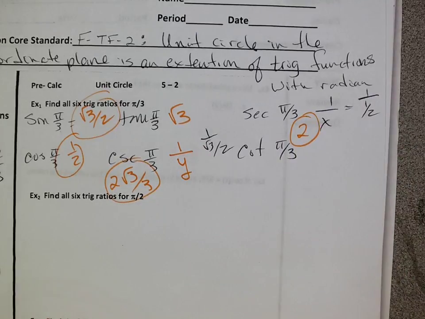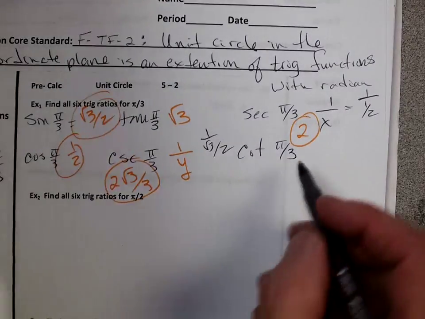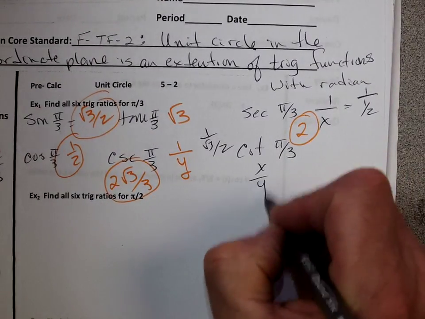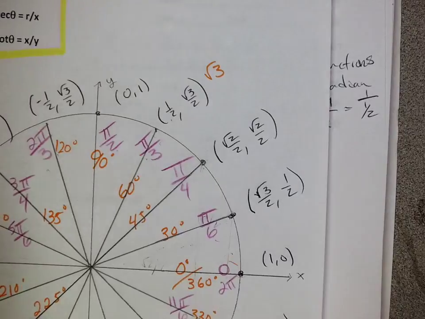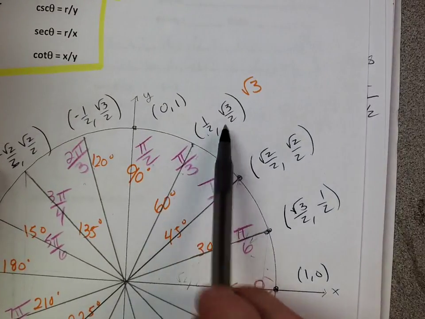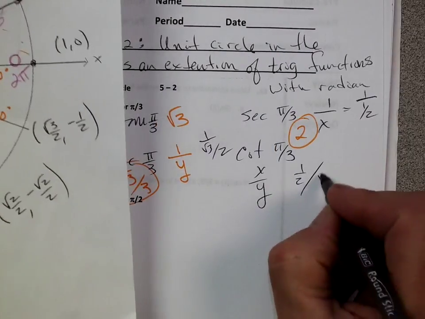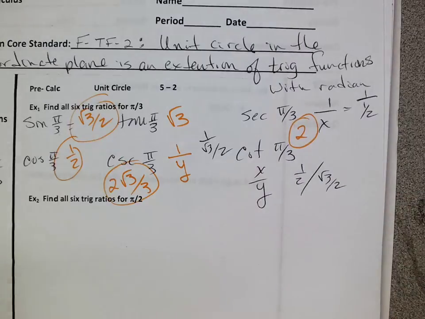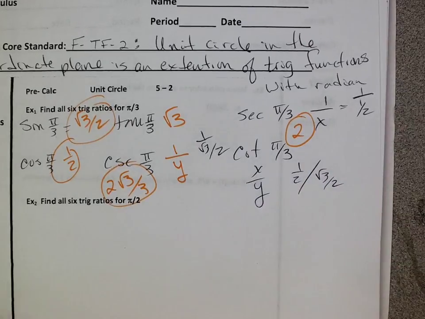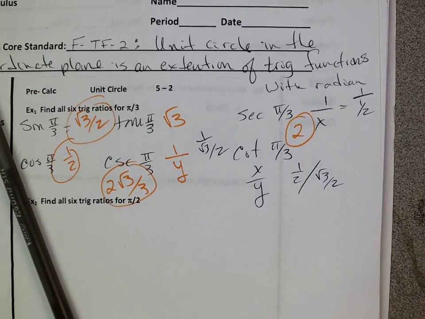And then finally, cotangent of pi thirds. So cotangent is going to be the x over the y, which is our 1/2 over our square root of 3 over 2. And we did a little bit of that, right? That becomes square root of 3 over 3, all right? We did that earlier. So this answer is just square root of 3 over 3.